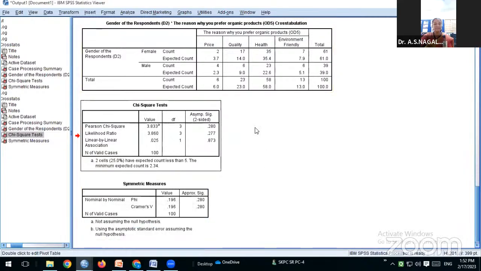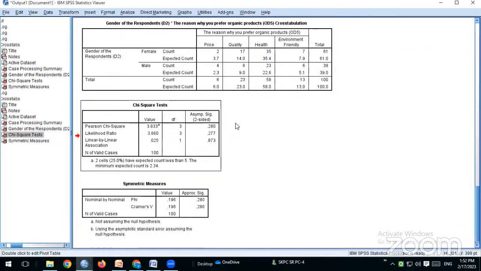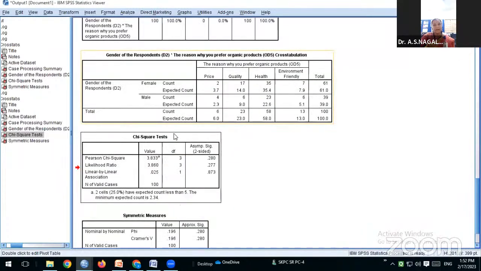Good afternoon, sir. Ma'am, I have a doubt regarding usage of interval scale. Can we employ chi-square test on interval scales? No, sir.